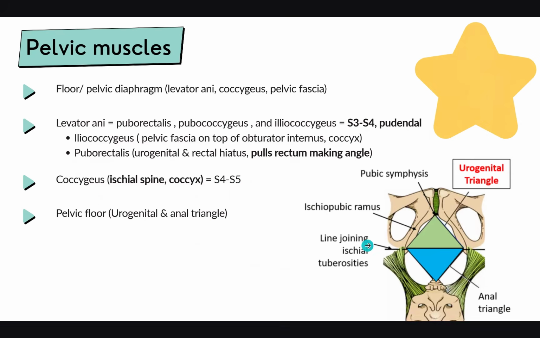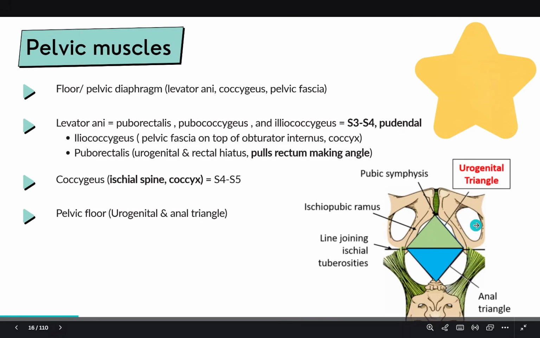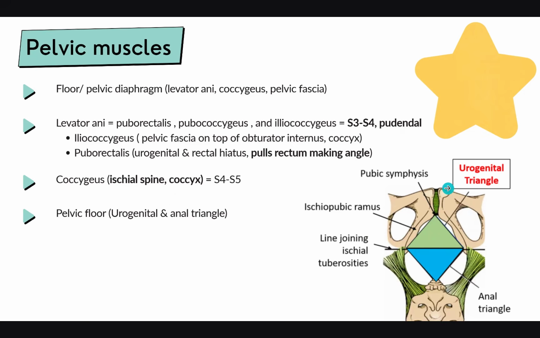And another minor thing that you need to know, which Awad will talk about later on, is that the imaginary line between the two ischial tuberosities divides the pelvic outlet into two parts. We have the urogenital triangle and we have the anal triangle. Kind of minor, but the main thing that I want you to take from this slide is that S3, S4, the pudendal nerve, is the one that supplies the levator ani. All right.